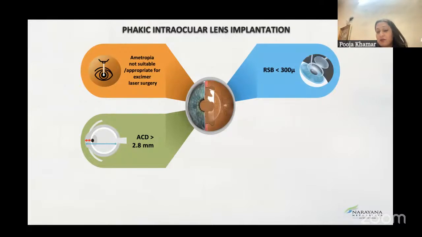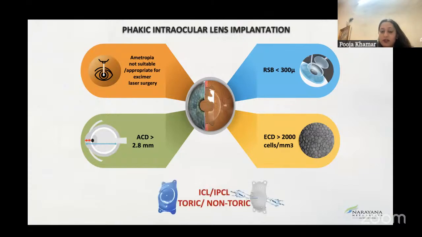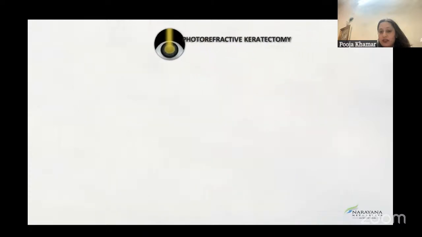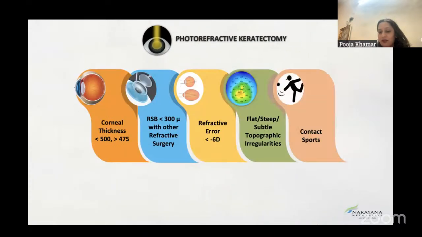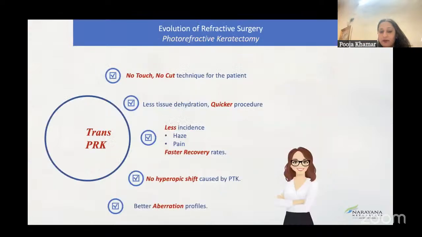If the ACD is more than 2.8, the RSB is more than 300, and your endothelial cell count is good, this is the first category. If your patients are not eligible for laser surgery, you rule them out and give them the option of a phakic IOL. However, if the patients are eligible for laser surgery, then again, Sandeep has covered this: when do you choose a PRK? And you have all the technologies which can offer you a PRK procedure as well.